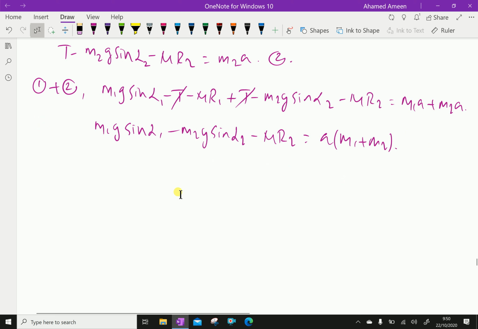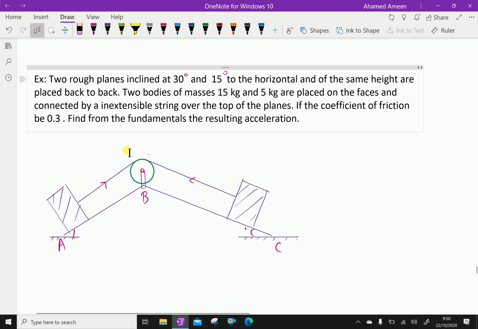For this concept, we will do an example problem from basic concepts. Example: two rough planes inclined at 30 degrees and 15 degrees to the horizontal and with the same height are placed back to back. Two bodies of masses 15 kg and 5 kg are placed on the faces and connected by an inextensible string over the top of the planes. If the coefficient of friction is 0.3, find from the fundamentals the resulting acceleration.